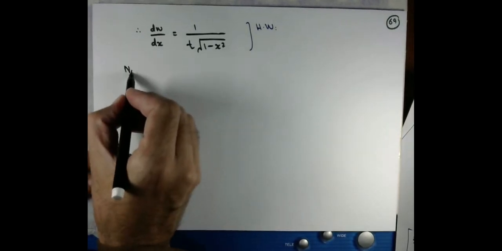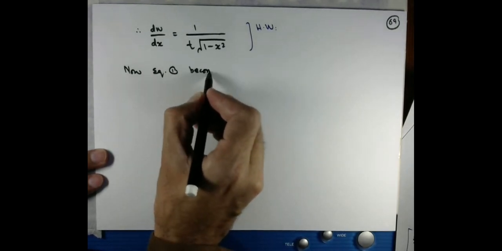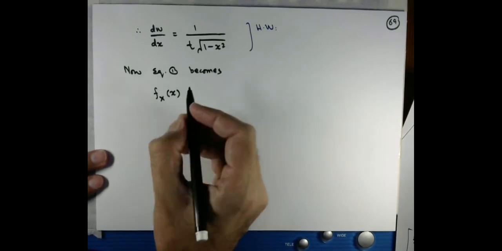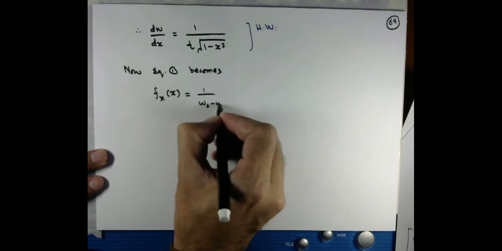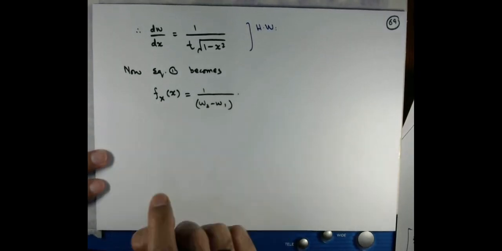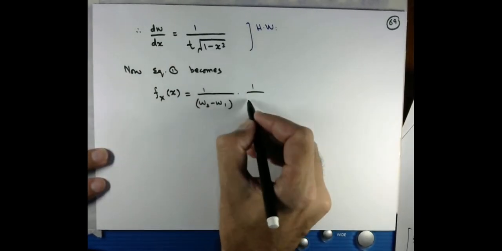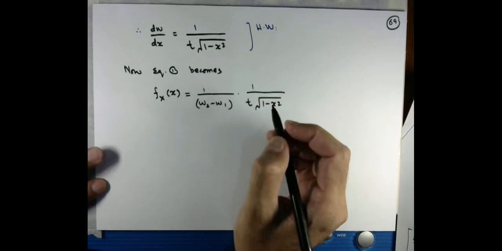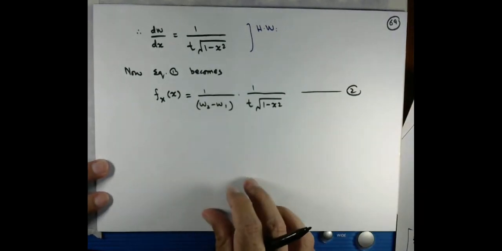So now equation 1 becomes f sub x of x, and that is equal to 1 over omega 2 minus omega 1, which is f sub omega, times d omega over dx, which is 1 over t times under root 1 minus x square. Say this is my equation number 2.